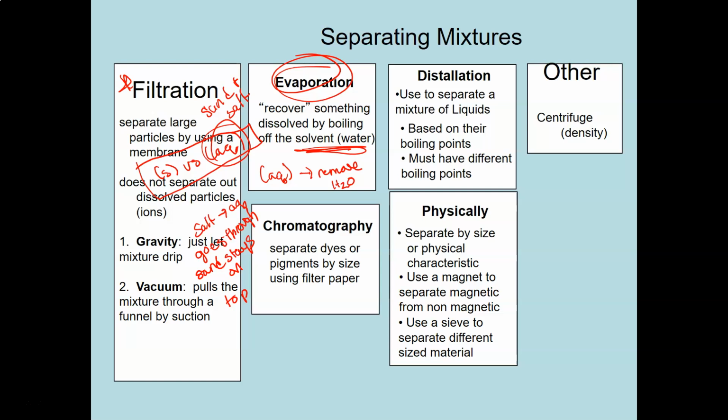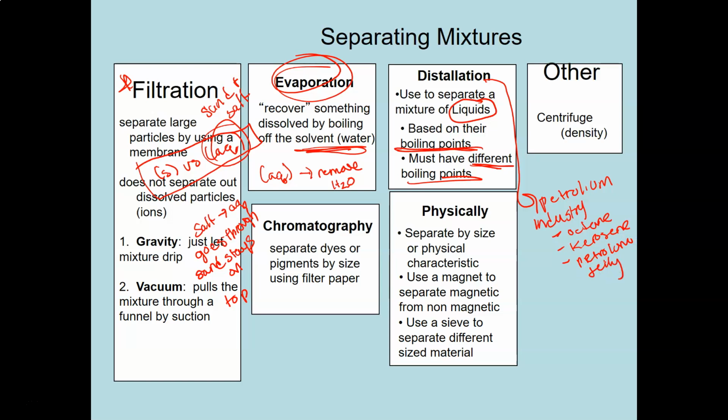Distillation will heat a mixture, and then the material will boil off based on its boiling point. This is usually used to separate liquids. You can also get salt back out of water and get both your salt and your water. They have to have different boiling points. Distillation is used in the petroleum industry. It's how we purify out the different things like octane versus kerosene versus petroleum jelly. That all comes from distillation.